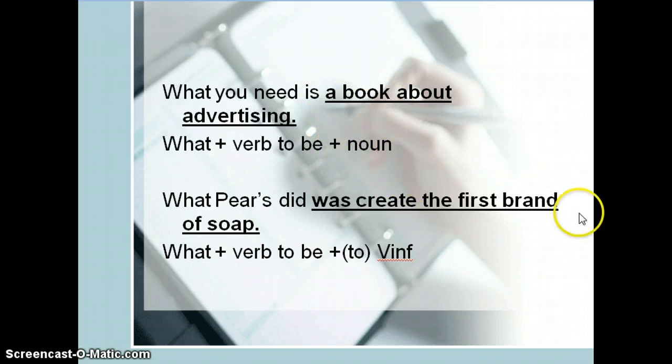Whereas in the second example, we've got "What Pears did was create the first brand of soap." So here we've got what, the verb to be, and create. You can include was to create the first brand or just create the first brand of soap.